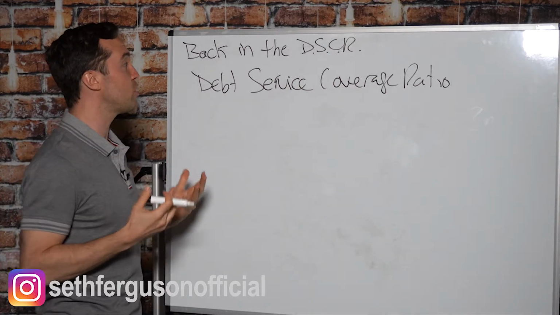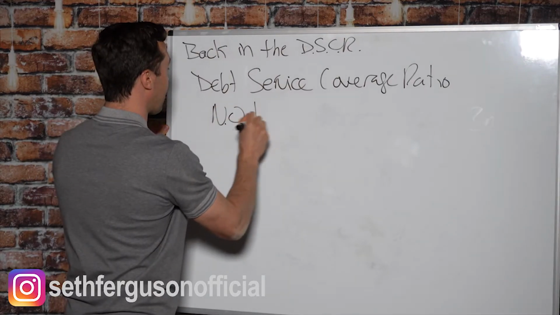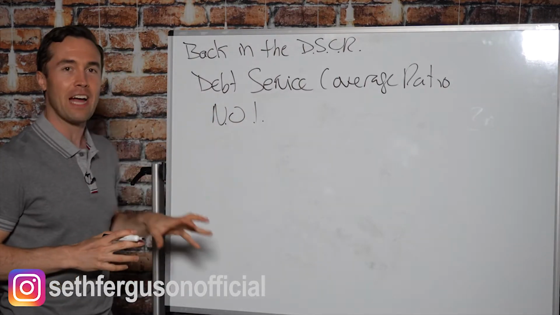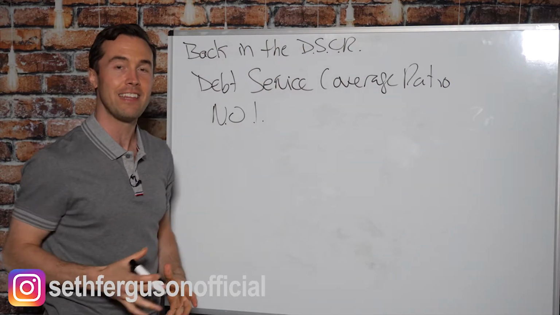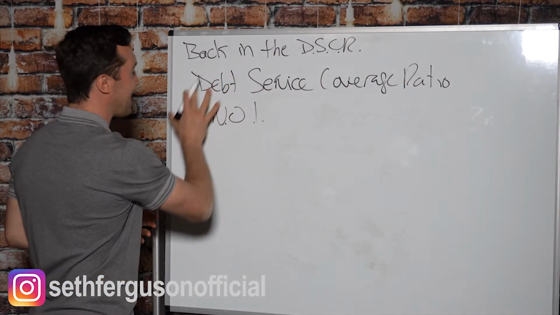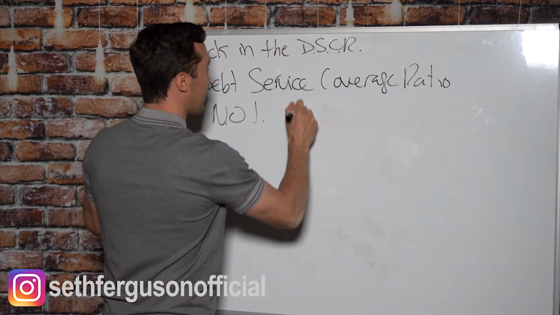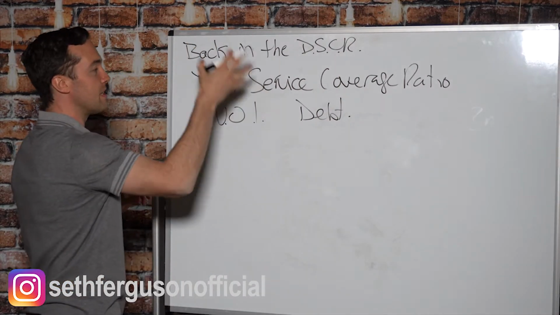Now, that's a big fancy string of words, but what does the Debt Service Coverage Ratio actually do? Well, it measures how well the NOI of the property, the net operating income, covers the debt service on the property. Covers or services the debt.